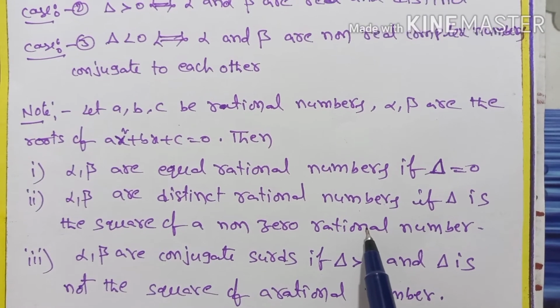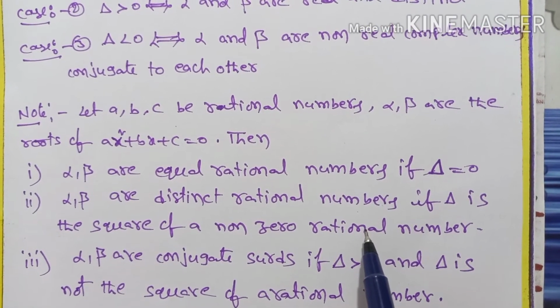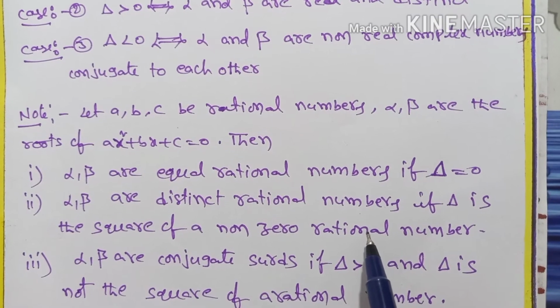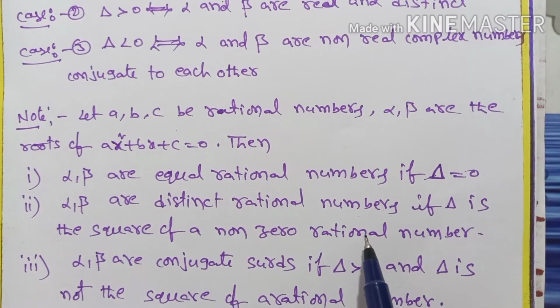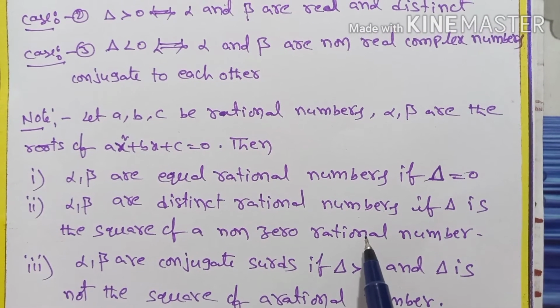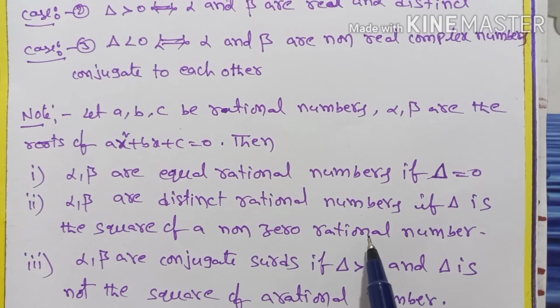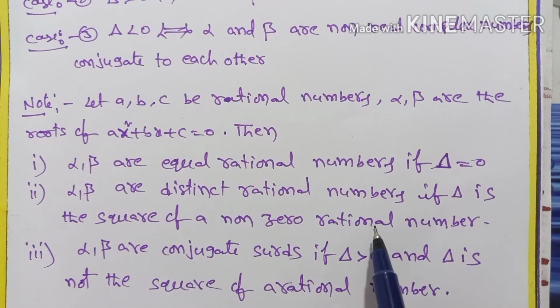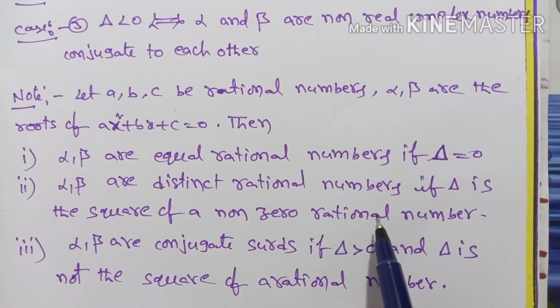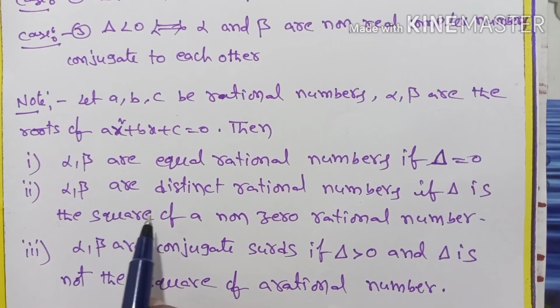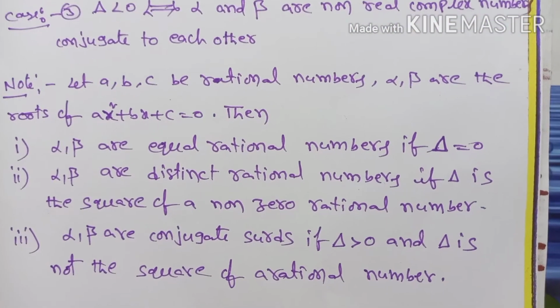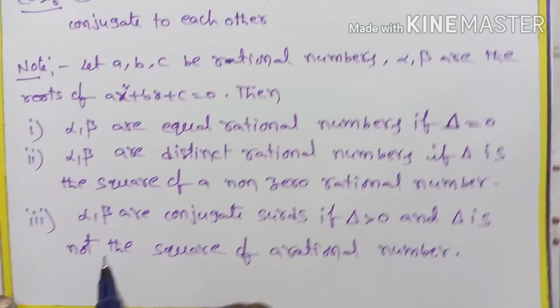Square means 2 square is 4, 3 square is 9, 5 square is 25. You can get delta values like 4, 9, 16, 25. You can get any such value; that is a perfect square. Then that equation's roots are distinct rational numbers. That is the nature of that equation.